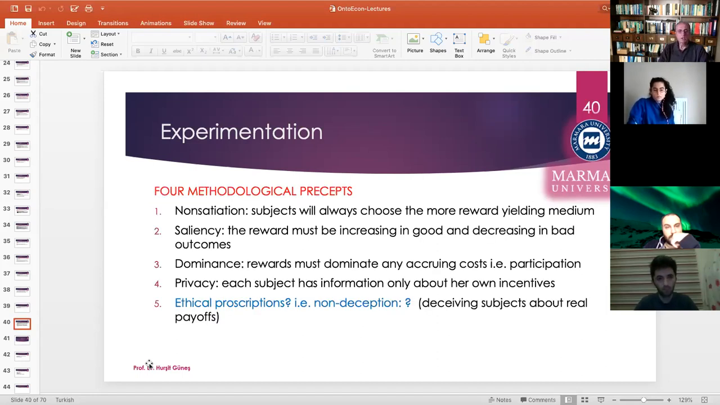Now, experimentation, there are four methodological precepts here. I wrote five, but one we can discuss. One is non-satiation. Subjects will always choose the more rewarding medium.